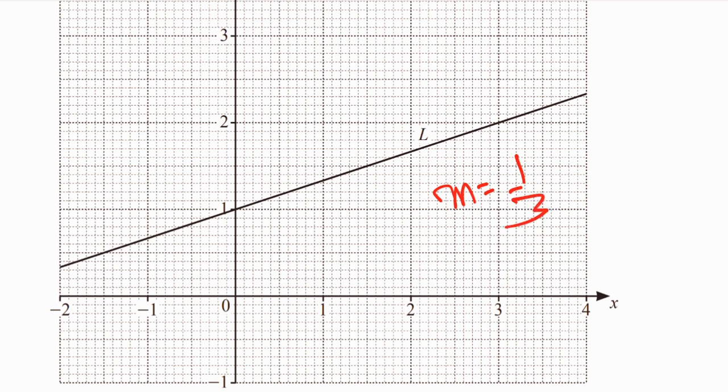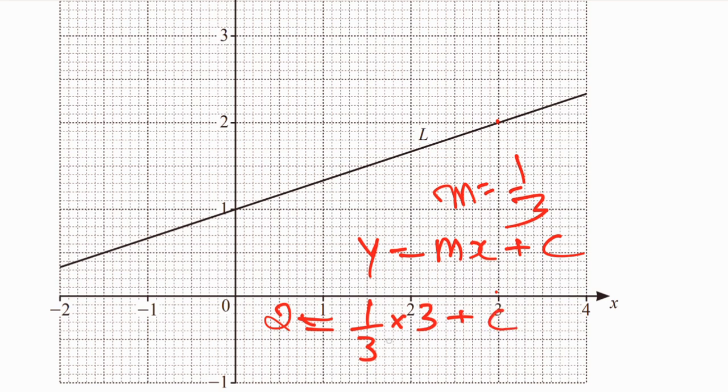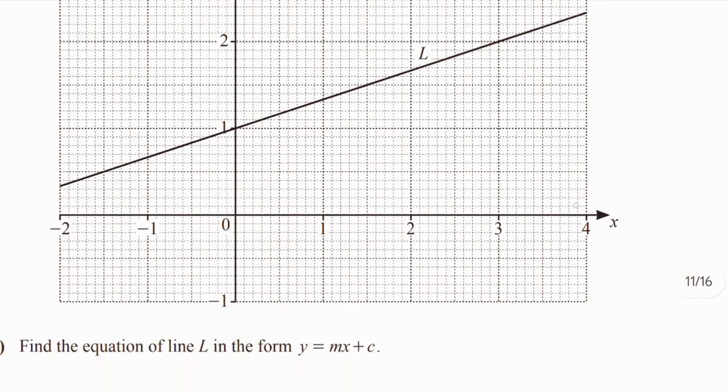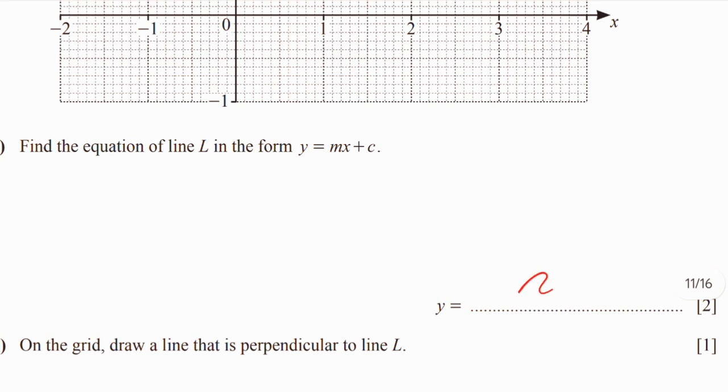Okay, and now for c, take 1 point. Suppose y is equal to mx plus c is given, and I am taking these points. So 2 is equal to 1 over 3 times 3 plus c. So we just subtract this value, and 1 goes to that side. So c is equal to 1. It means we have c is 1. So y is equal to 1 over 3 x plus 1. This is our equation.